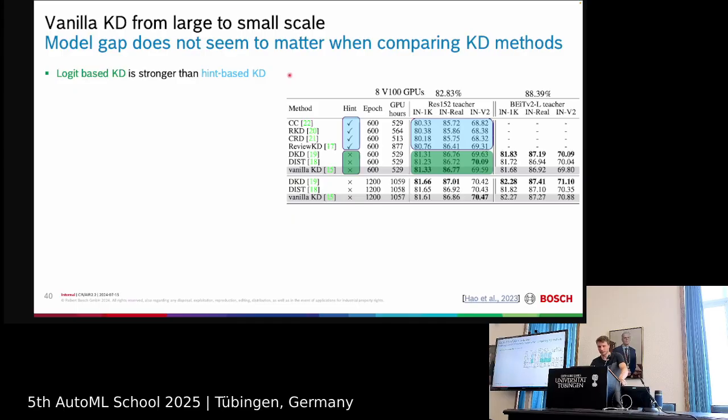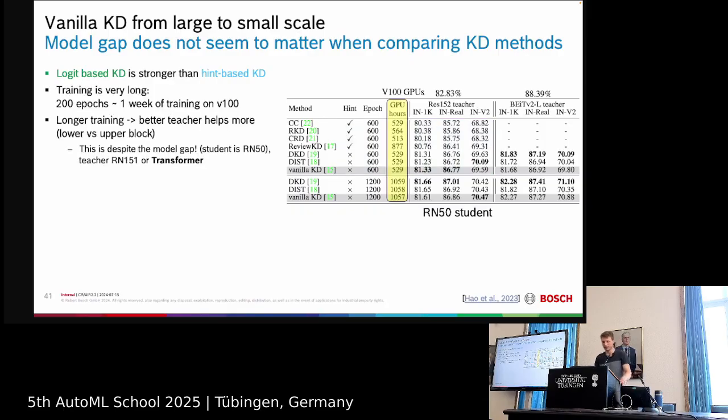First, a quick reminder, here they compare hint-based versus logit-based, so intermediate representations that are compared versus outputs. If you compare the hint-based versus the output-based, we see that the output-based win a little bit and are a little bit superior. So simpler is better in this case.